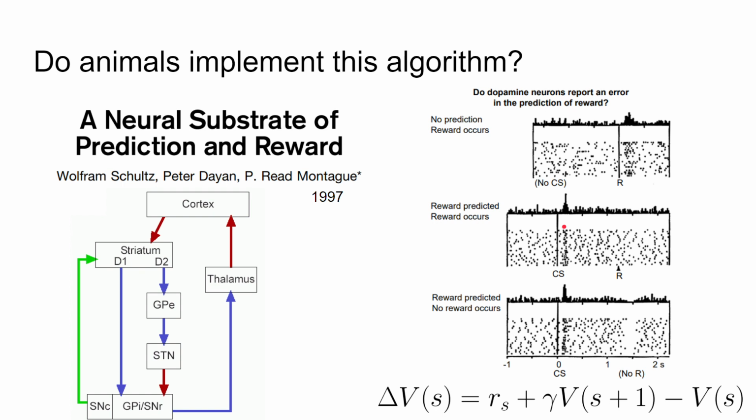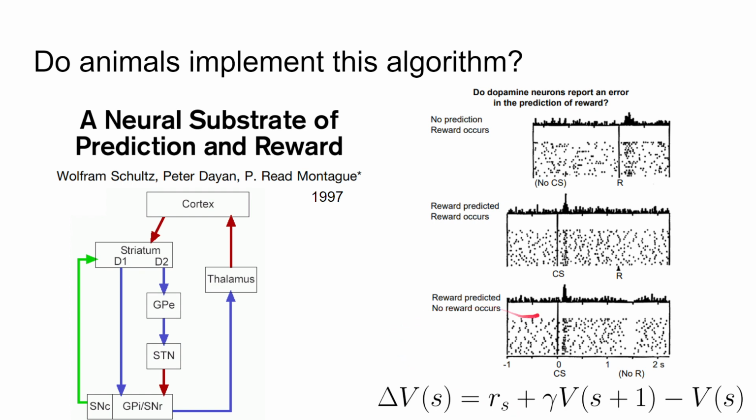Of course, then this leads to a natural experiment. What happens if I ring the bell and I don't give it the juice? Because that would be a situation where, fine, this was big, this is 0, and this is also 0, so this delta V should now be a negative number.